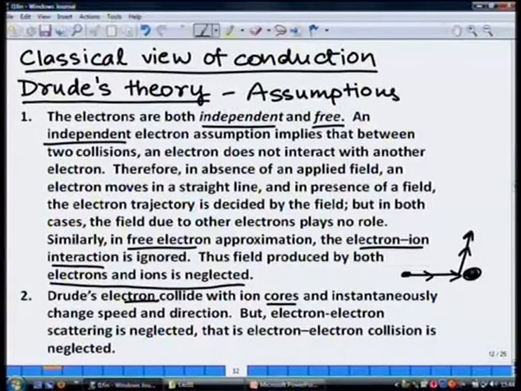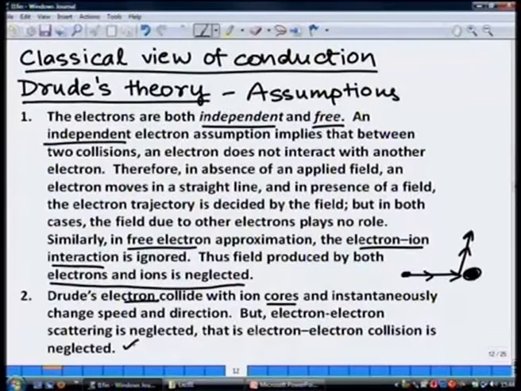So, that is what happens in the case of Drude's model, but electron scattering is neglected. That means, an electron does not interact with another electron and get scattered. It does not change the direction or speed. Since we are not assuming any electron interaction, it is not possible for another electron to change the direction or the speed of this electron which is going by. So, that is his second assumption which he makes out of the total 4 assumptions which are inherent in Drude's model. So, these are the 2 major assumptions.